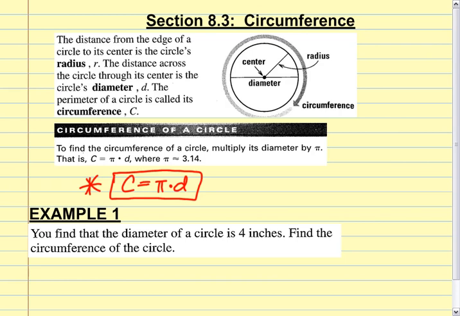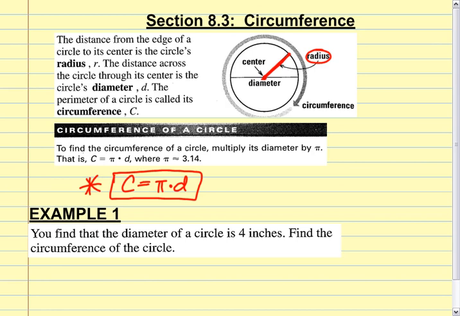Now, the distance from the edge of a circle to its center is the circle's radius. Okay, so look at this, guys. I'm going to move that out of the way so we can see where that dot is. That dot, that point, is on the edge of the circle, and as we go straight to the center of the circle, this distance is called the radius. Got to know it. Got to know the radius. Okay?